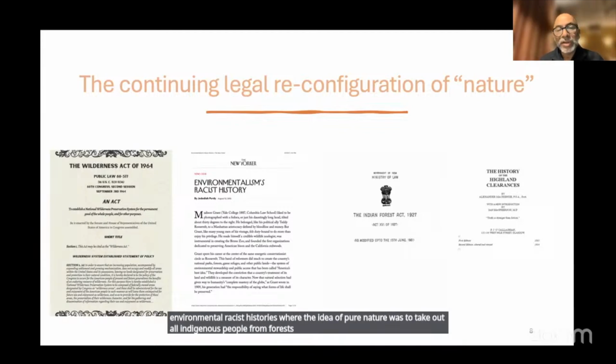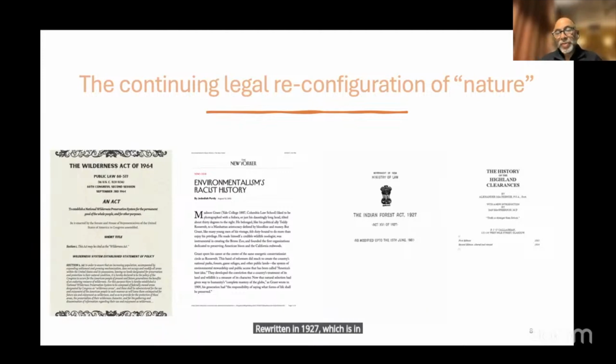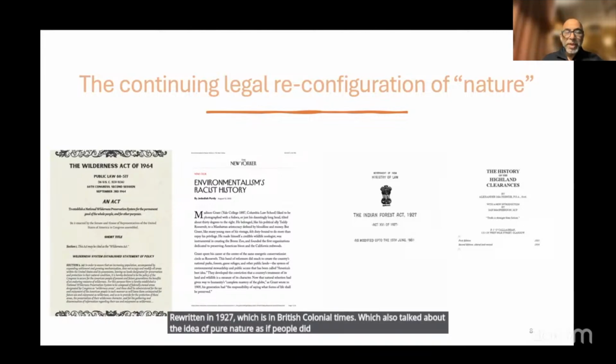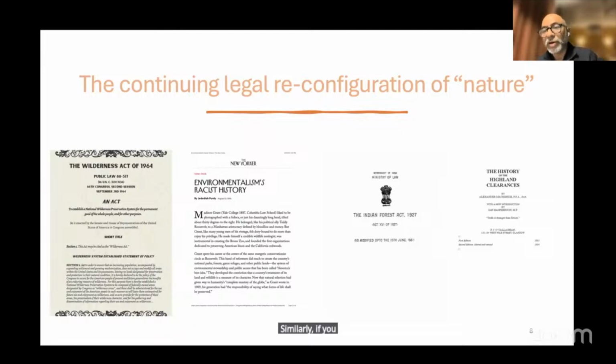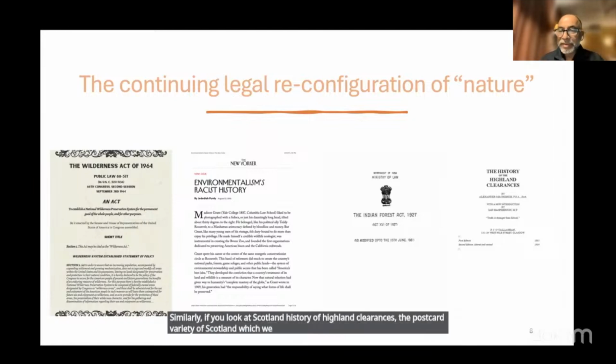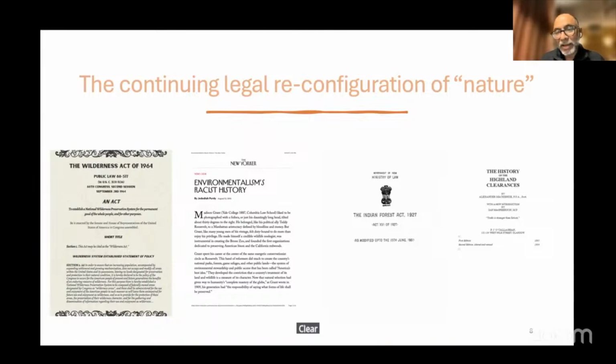And a similar kind of idea was followed in the Indian Forest Act, which was rewritten in 1927, in British colonial times, which also talked about the idea of pure nature as if people did not exist. Of course, the people who were then evacuated were the indigenous people, and it was thought of as something from another kind of power structure. Similarly, if you look at Scotland, the history of the Highland clearances, the postcard variety of Scotland which we see today has been a result of the early 20th century clearances and the decimation of the big carnivores like the wolf.